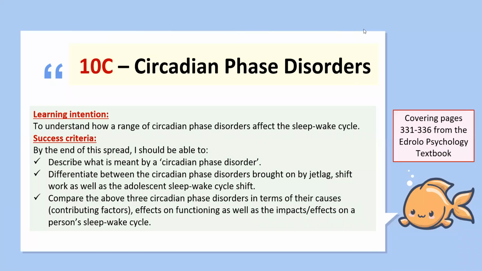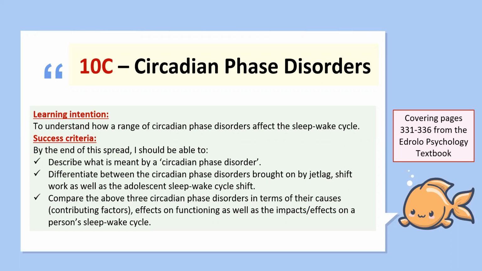So today, guys, we are going to be looking at the different types of sleep disorders, and we can actually define our different types of sleep disorders into 3 categories. The first category of sleep disorders we're looking at are called circadian phase disorders. These are sleep disorders that directly affect our sleep-wake cycle.